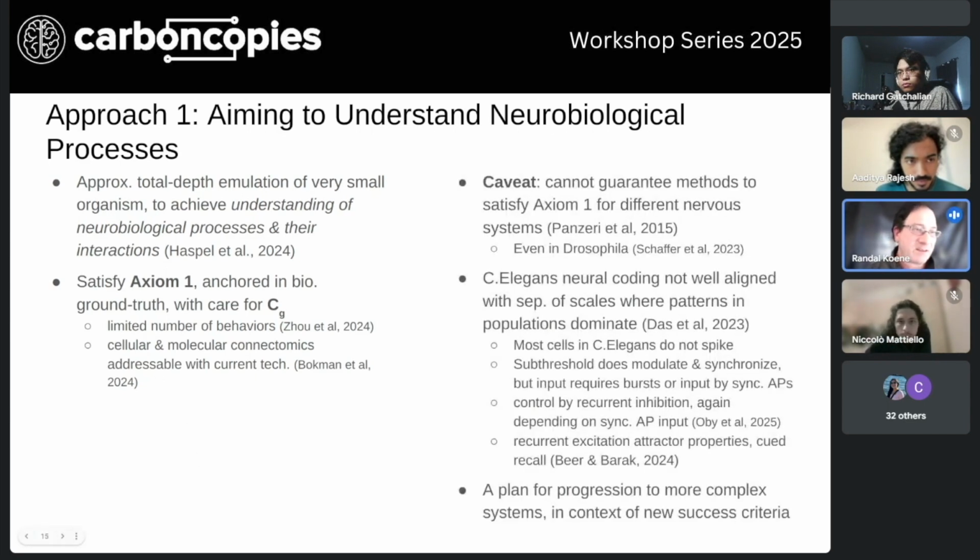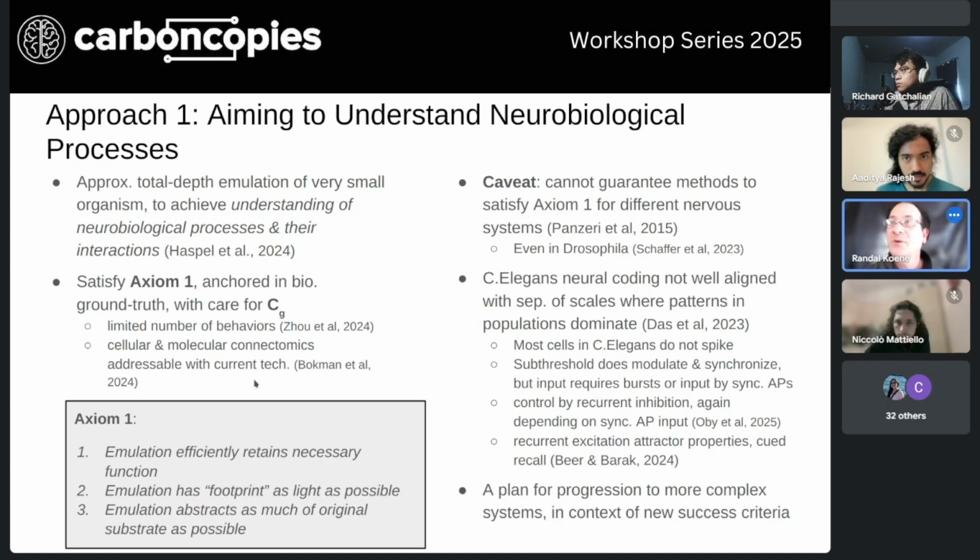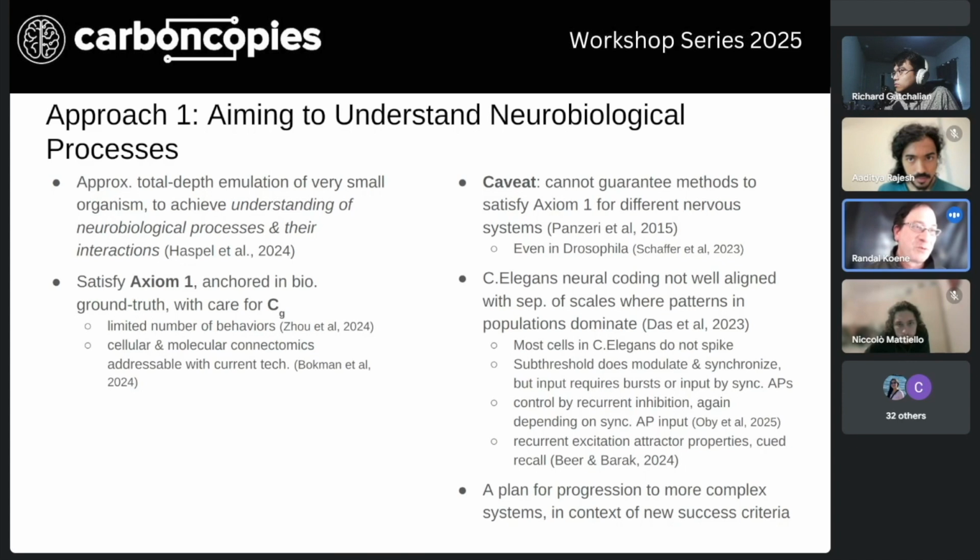The caveat is that the study of C. elegans, while a valuable grounding endeavor, can't necessarily guarantee developing methods that satisfy Axiom 1 for a different nervous system. And here's a quick reminder of that axiom. Especially when larger brains rely predominantly on different neural coding schemes. This applies to mammalian brains, but even to the 140,000 neurons in the Drosophila brain. Strategies that encapsulate neural coding in C. elegans fail to align that well with the relevant separation of scales, where the reliability of larger brains may depend on patterns of spiking activity in populations of neural cell types.